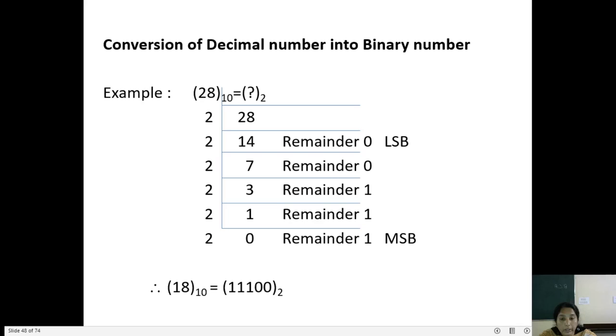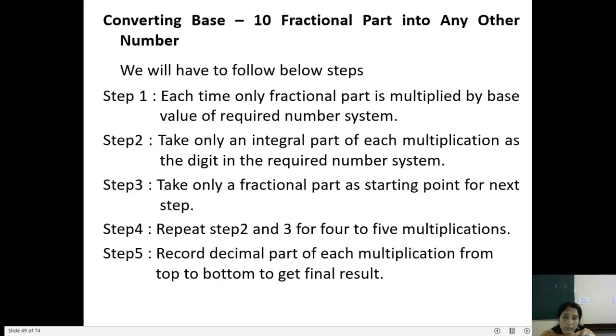Okay. And then next is converting base 10 fractional part into any other number. Then you want to use multiplication by that particular base and take the integer, and only the fractional part. If you get the fractional part, again you multiply in the next step, and repeat the step for 2 to 3, 4 to 5 multiplications, and record the integer part of each multiplication. You can see this result here.